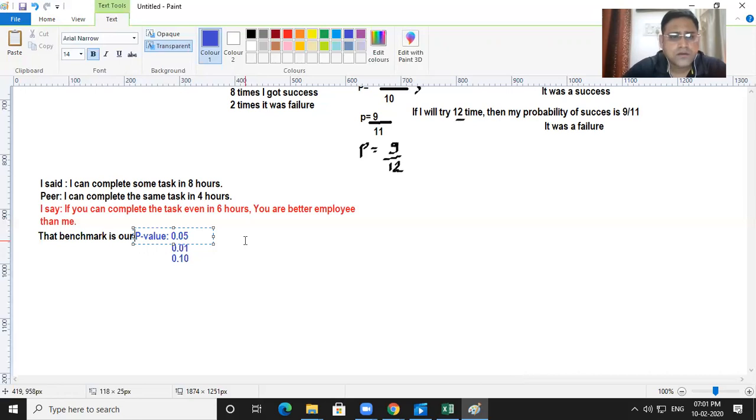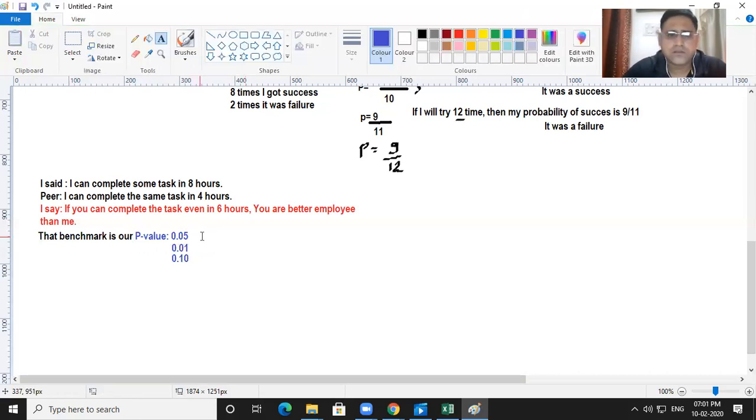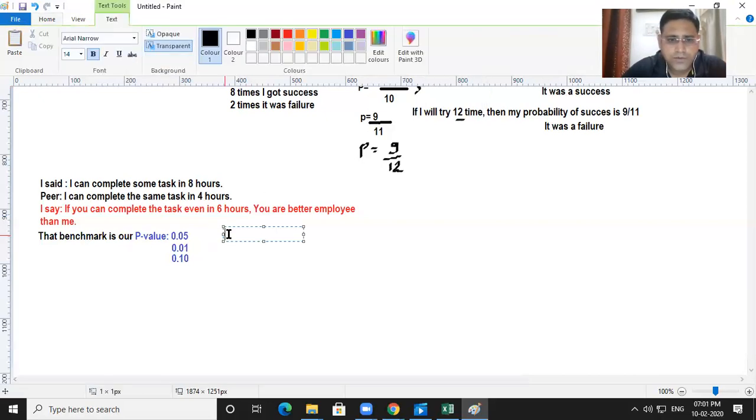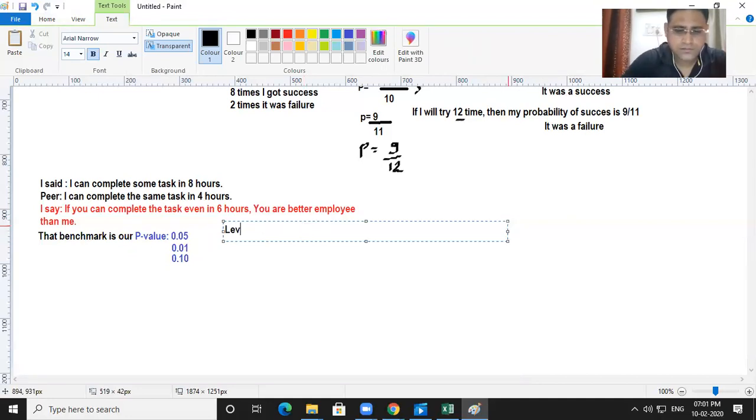Okay, but how will we get agreed on this? Either it is 0.05, 0.01 or 0.10, either it is 5%, 1% or 10%. How will we agree on that? We get agreed on this because of that term, which is known as level of confidence.